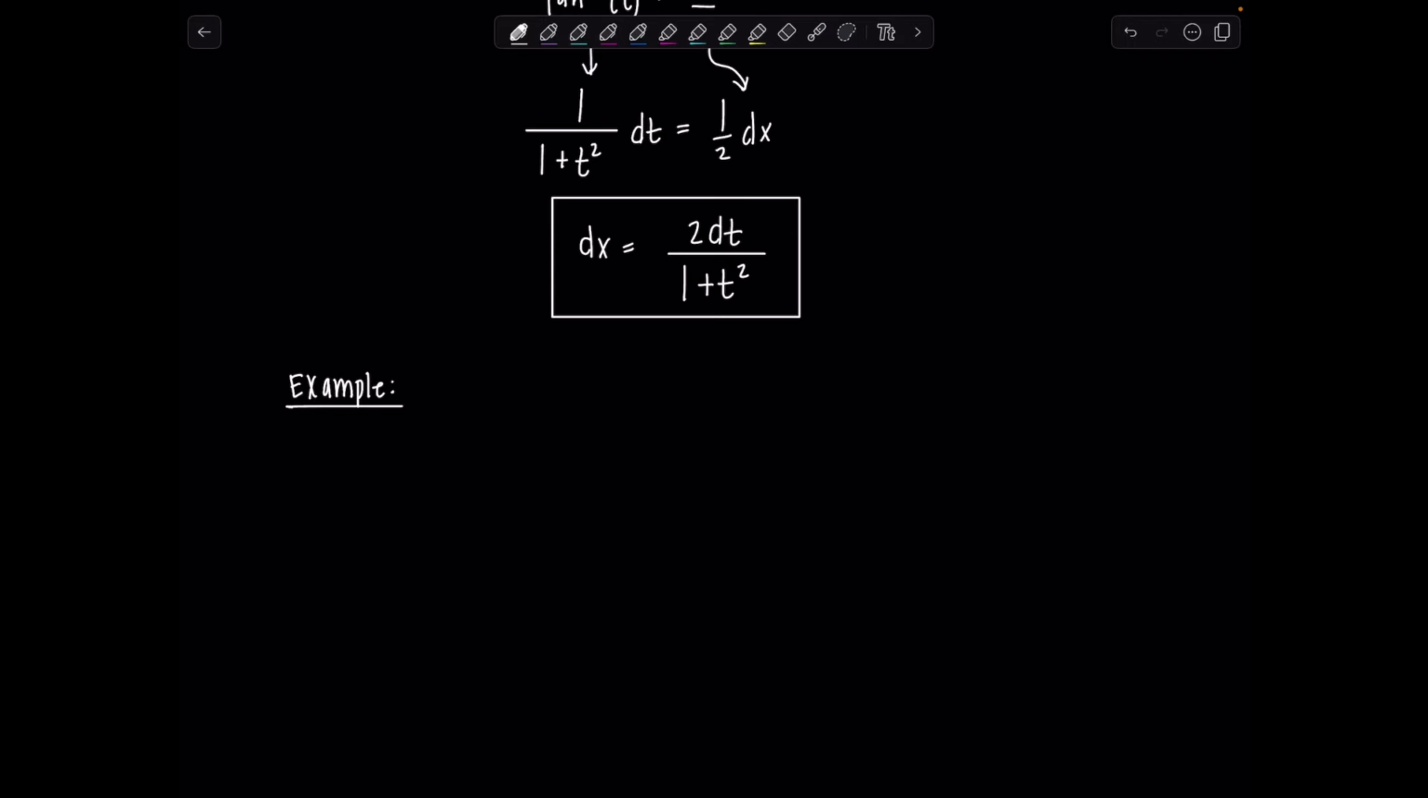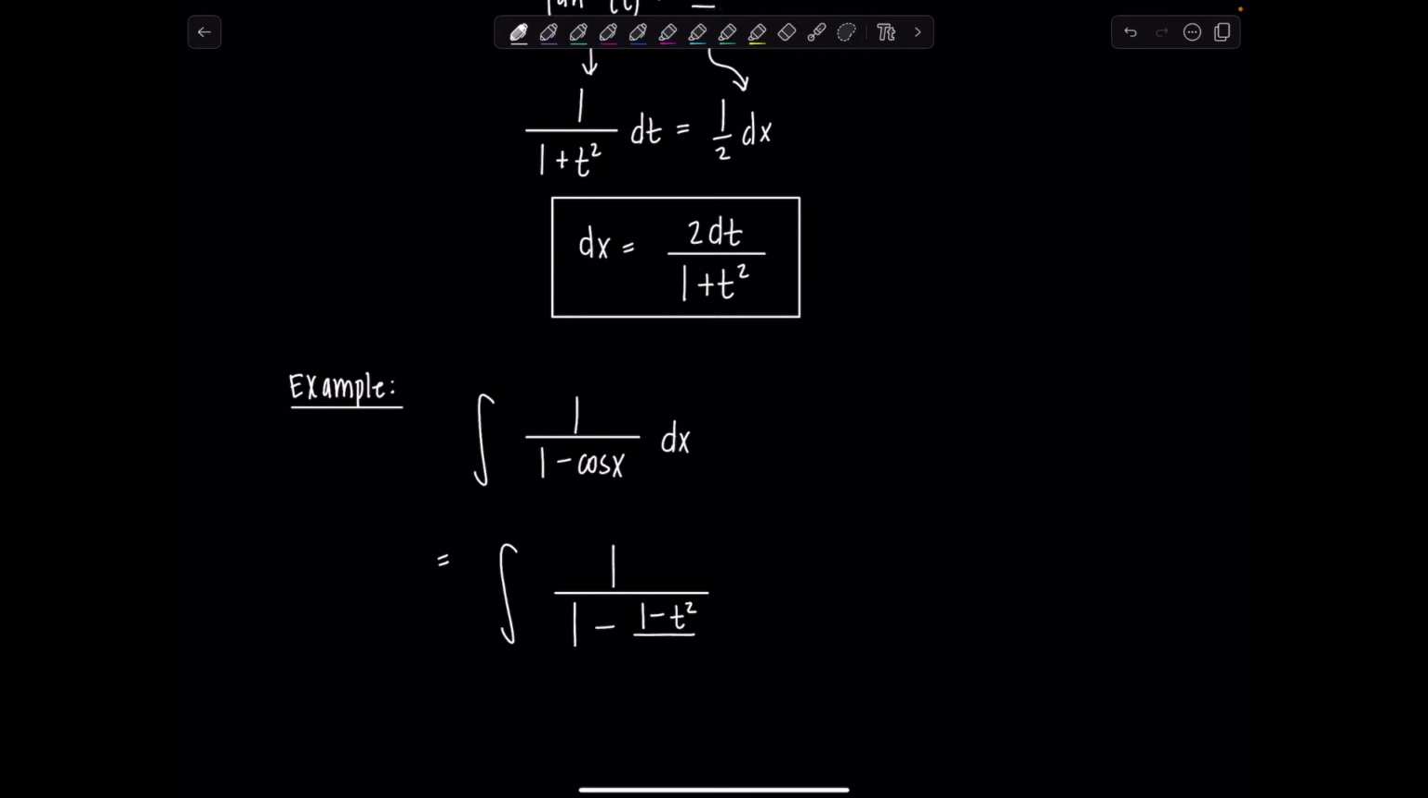Example, we're going to evaluate the antiderivative of 1 over 1 minus cosine x dx. And I'm going to use the substitutions that I derived up above, okay? So we have here the integral of 1 over 1 minus, now remember cosine of x was 1 minus t squared over 1 plus t squared. And then dx, well, we have it right there. It's 2 dt over 1 plus t squared.